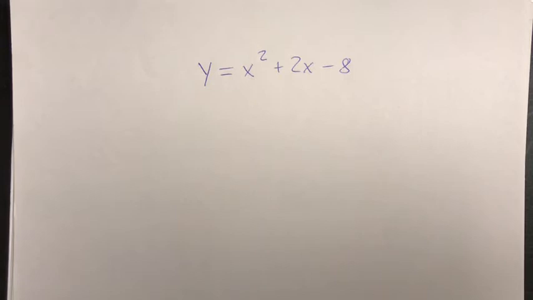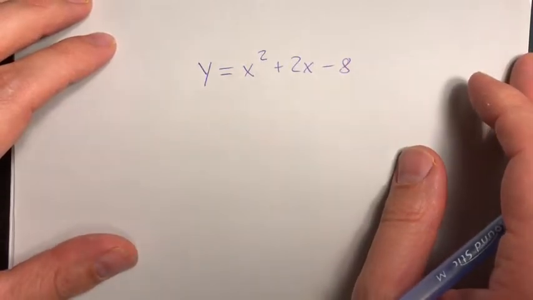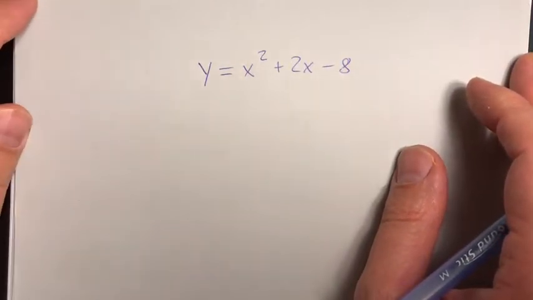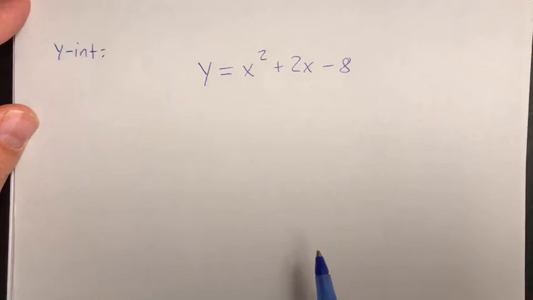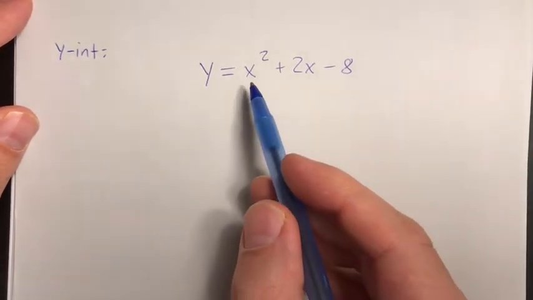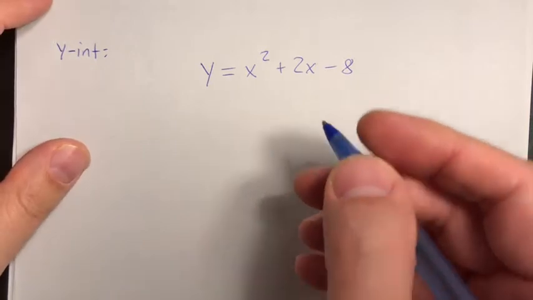So here's a couple scenarios of what could happen on the worksheet, and hopefully this helps you out if you are having trouble. Here's a standard equation. The first technique I'm going to show you is to get the y-intercept. I think the y-intercept is probably the easiest thing to get, and it is found by just putting a 0 into each of the x's that you see. So I'm going to start by doing that.